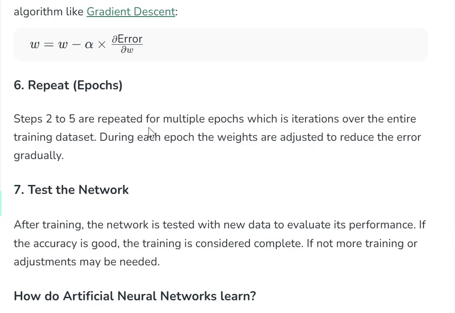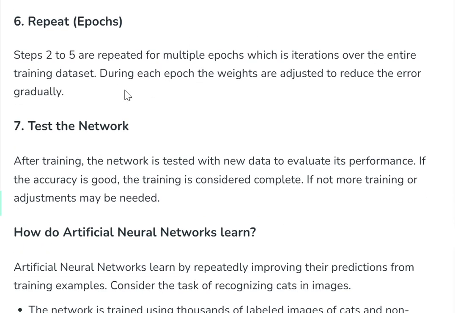Then repeat for epochs. One forward propagation and one backward propagation together make one epoch. Steps 2 to 5 are repeated for multiple epochs, each an iteration over the entire training dataset. During each epoch, the weights are adjusted to reduce the error gradually.